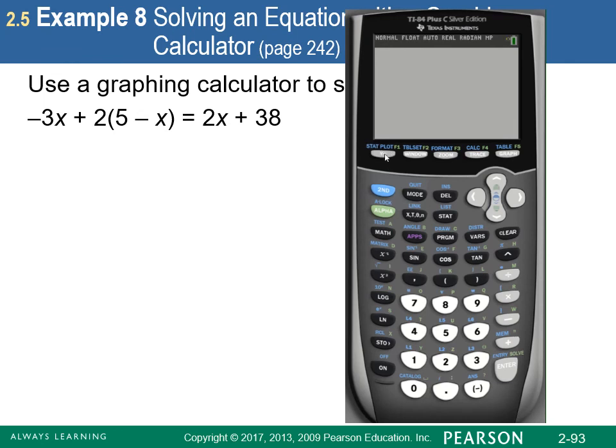Starting with the y equals key, we want to type the left-hand side. Don't forget, use the negative sign below the 3 and not the minus sign over below the times key. And so here is the left-hand side. And we press enter and then type the right-hand side.